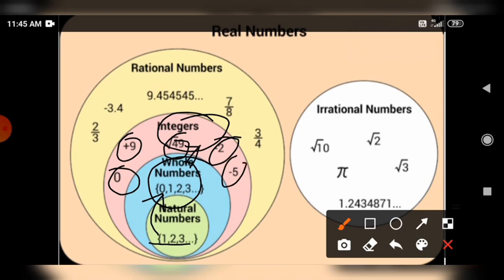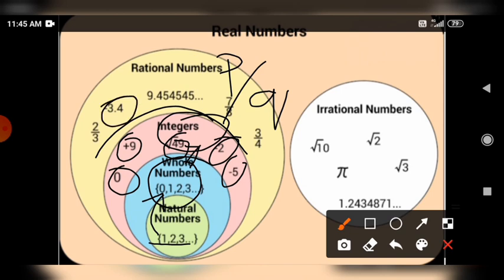And then the fractional part of a number is called a rational number, in the form p by q. These are all examples of rational numbers: negative decimal numbers, fractions, negative fractions. Terminating decimals and repeating decimals together give us rational numbers.